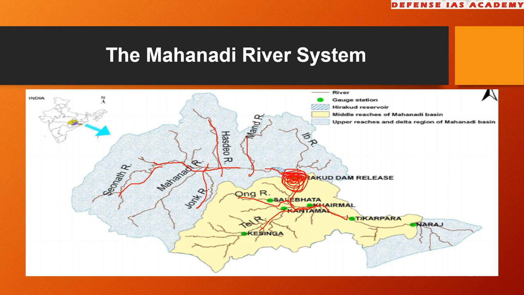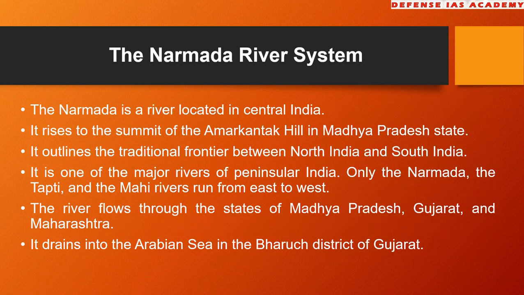The largest dam, the Hirakud Dam, is located on the Mahanadi river. The largest dam, Hirakud Dam, is built over this river, and finally it falls off into the Bay of Bengal through the Odisha part of India. So that's the Mahanadi river system.